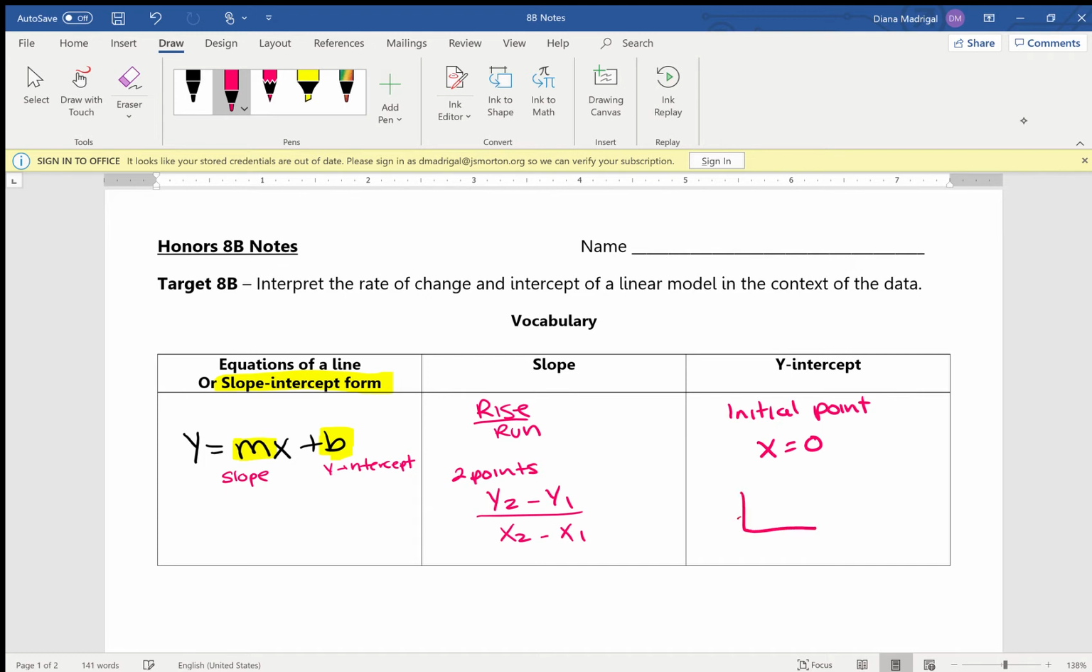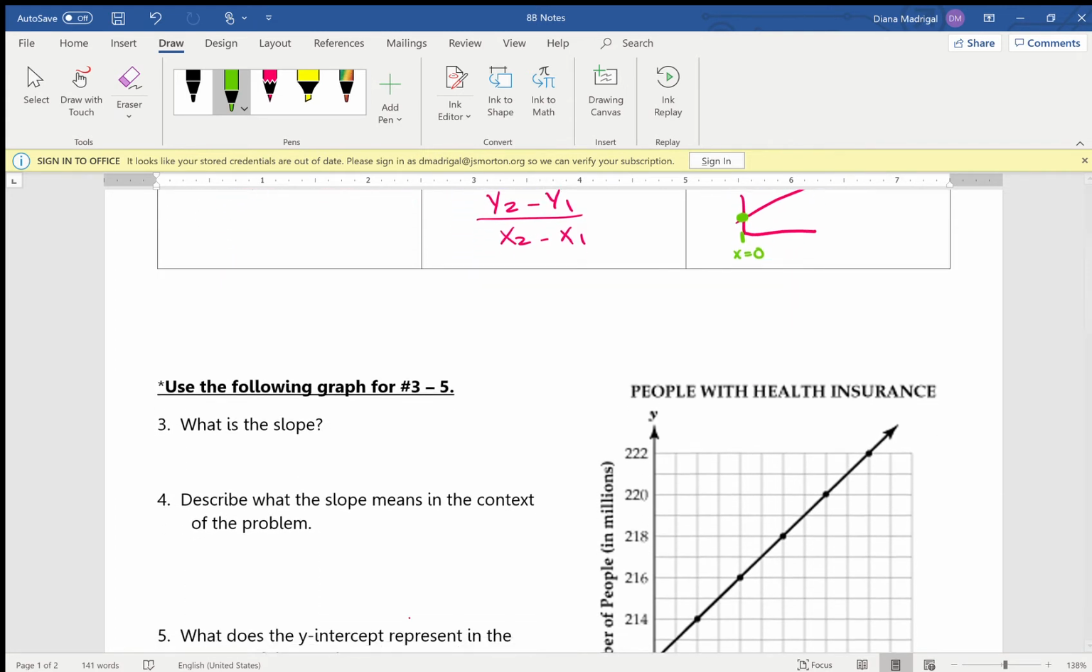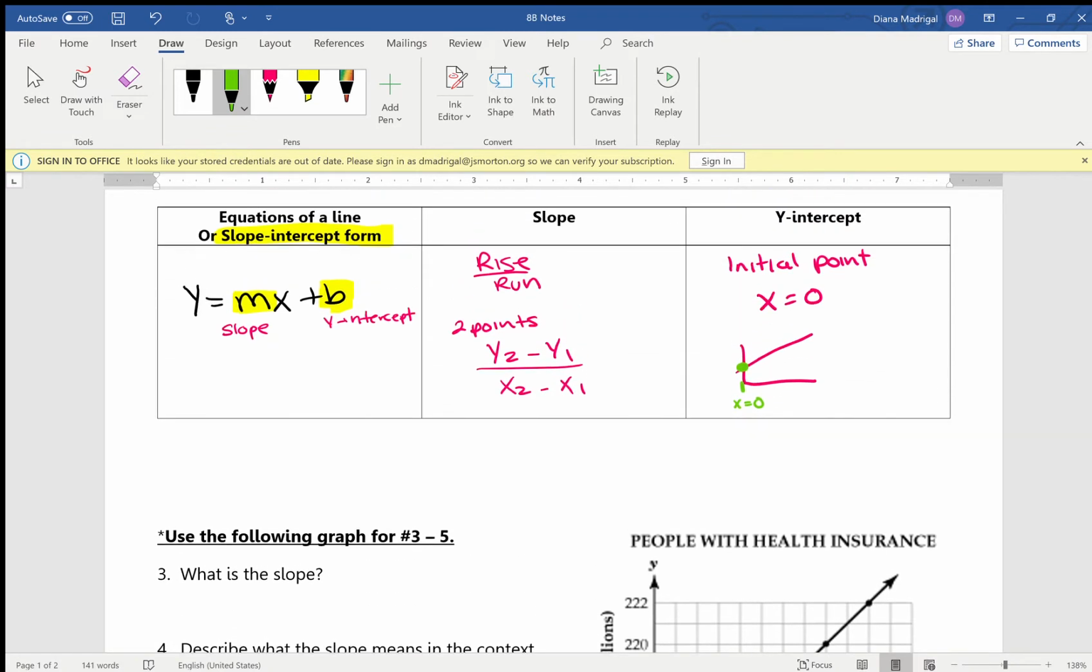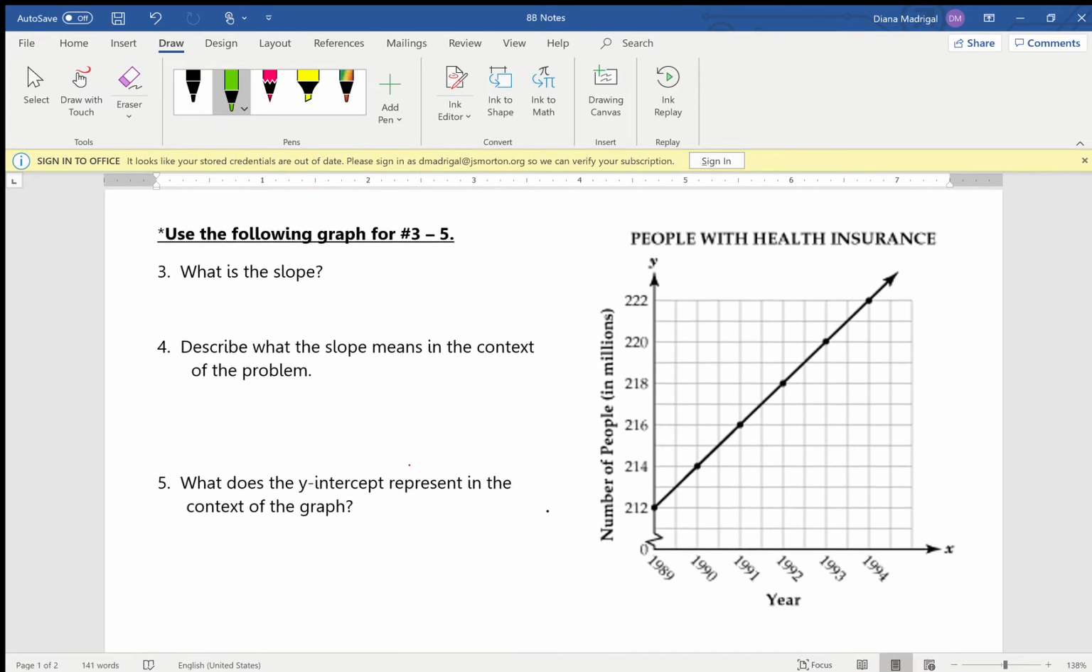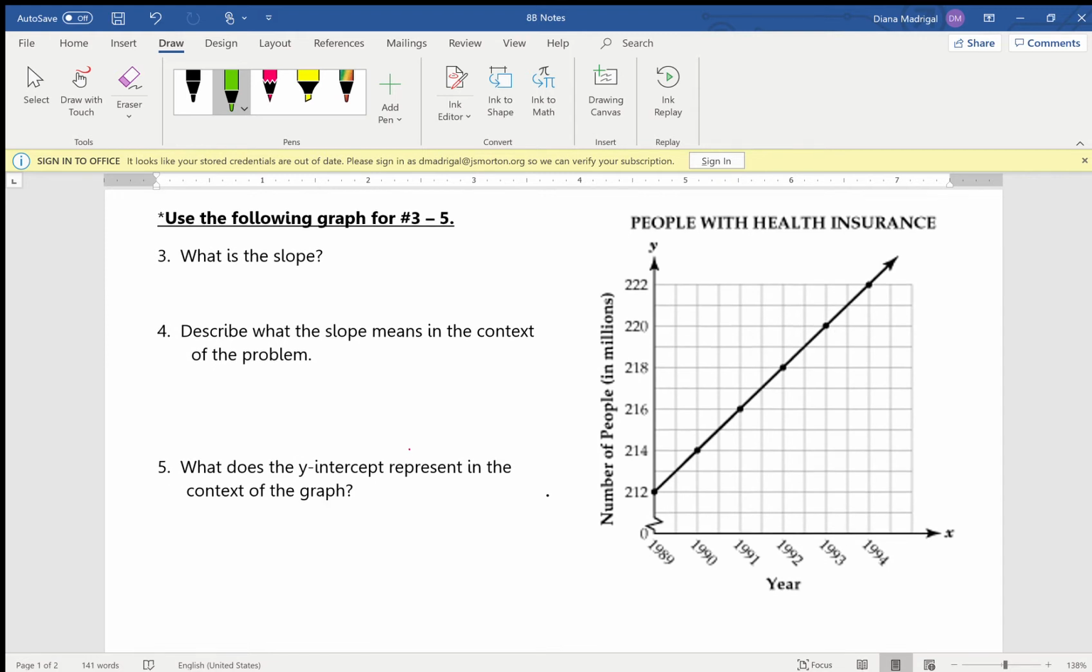So for example, this one right here will be your starting point, which, as you notice, is the same thing as when x equals 0. So that's how you find the y-intercept, okay? Again, it's a review. So this is what we're going to be talking about in this unit, in this lesson for today. So it says, use the following graph for question number 3 and 4.